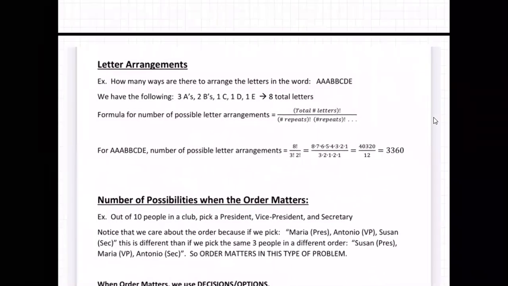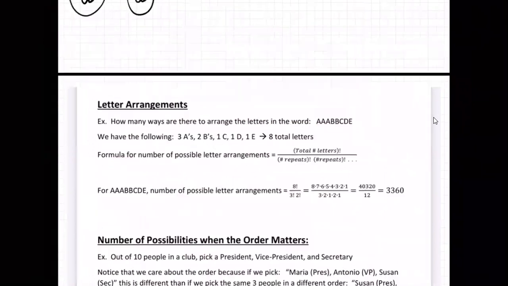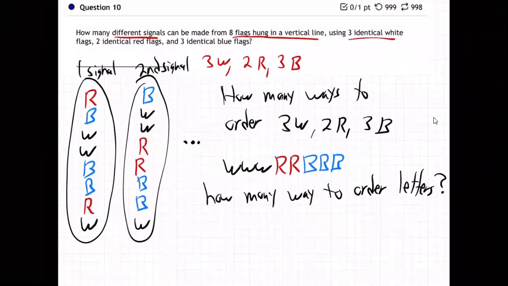Remember, here it is. This is from the notes. Letter arrangements. How many ways to arrange 3 A's, 2 B's, C, D, and an E? Well, here's the formula. Total number of letters factorial over number of repeats factorial on the bottom. For 3 A's, 2 B's, C, D, E, it's 8 factorial on the top over 3 factorial, 2 factorial, because 3 A's and 2 B's. So yeah, you just go, okay.